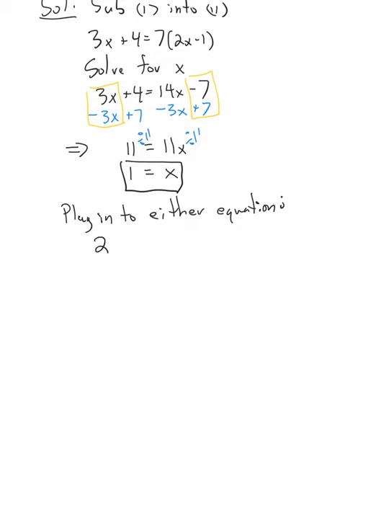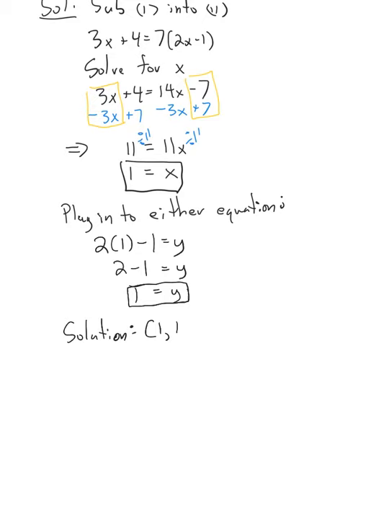So we have 2x, but remember, x is 1. 2x minus 1 equals y. So we have 2 times 1 is 2, minus 1 equals y. So we get 1 equals y. So we have our solution, which is, of course, 1, 1. Great. x equals 1, y equals 1.